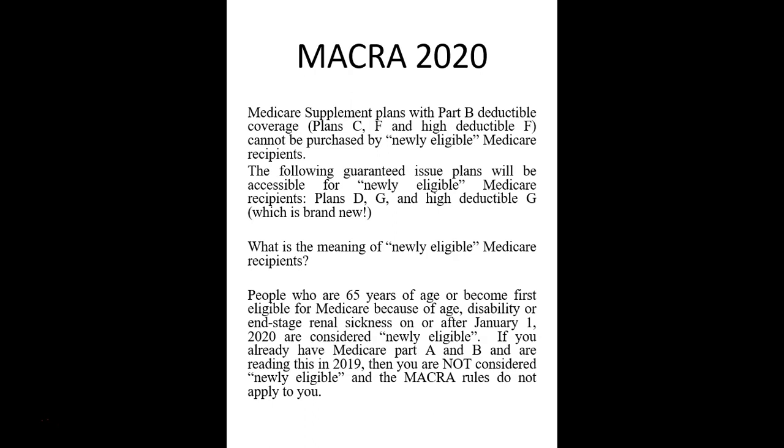The following guaranteed issue plans will become accessible for newly eligible Medicare recipients. Starting January 1st of 2020, Plans D, G, and High Deductible G, which is new, will be considered the guaranteed issue plans. What is the meaning of newly eligible Medicare recipients? People who are 65 years of age or become first eligible for Medicare because of age, disability, or end-stage renal disease on or after January 1st, 2020.